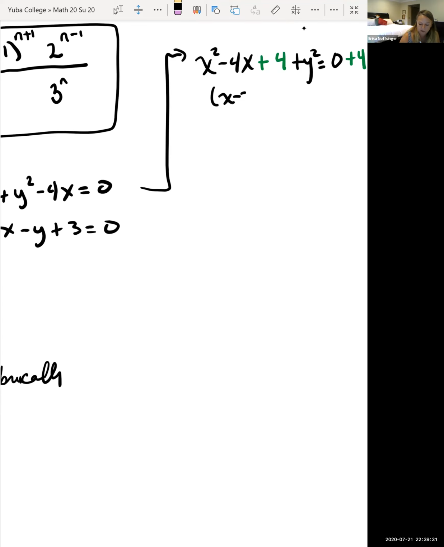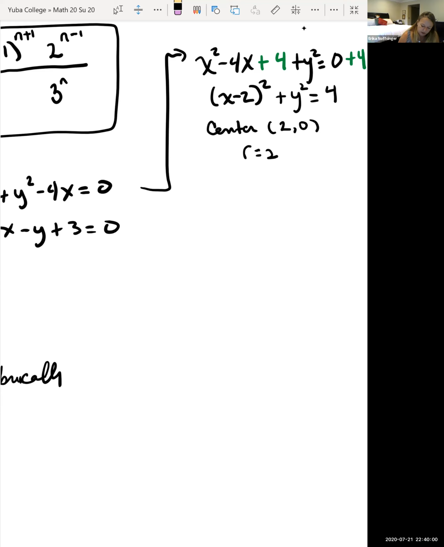Quantity squared plus y squared equals 4. So this is in the standard form of a circle where you can tell what the center is. The center is at (2, 0). This is equal to r squared. R squared is equal to 4, so that means my radius is 2.